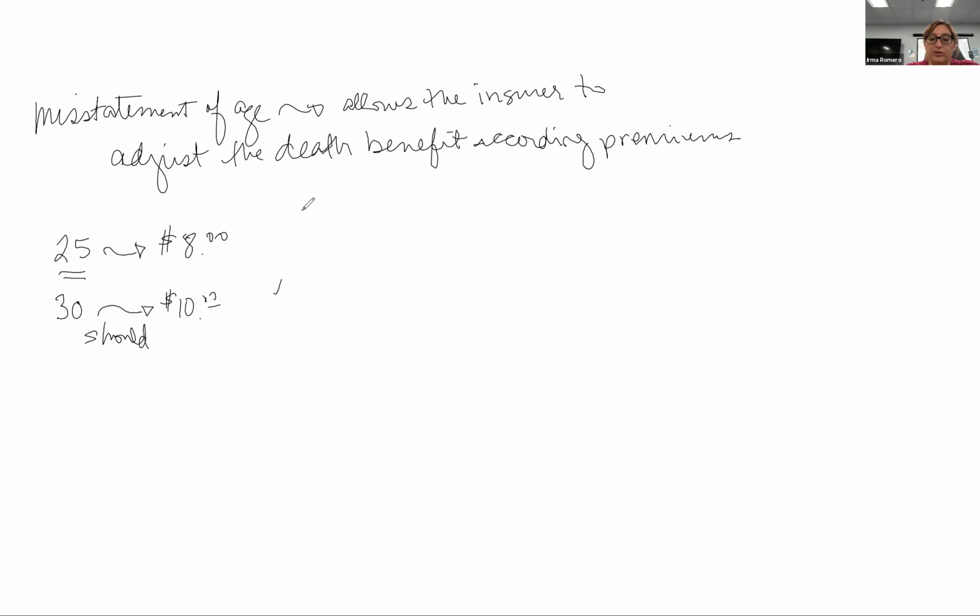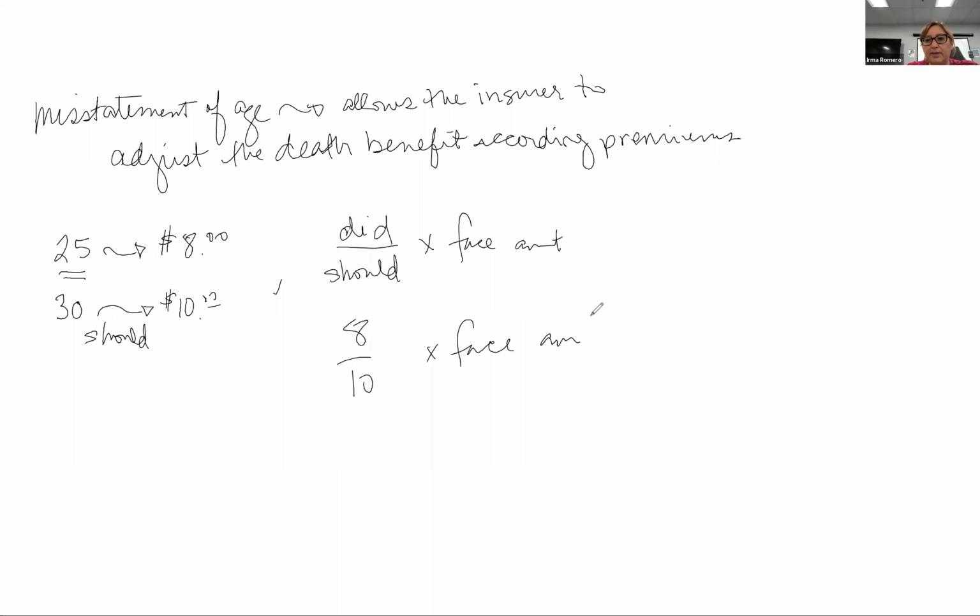So how do they adjust? They're going to take the did over the should, and this should be familiar to the P&C folks. I think Stephanie and Amanda are P&C. What they did charge over what they should have charged, times the face amount, is how they will adjust. So in this example, it would be 8 over 10 times the face amount.